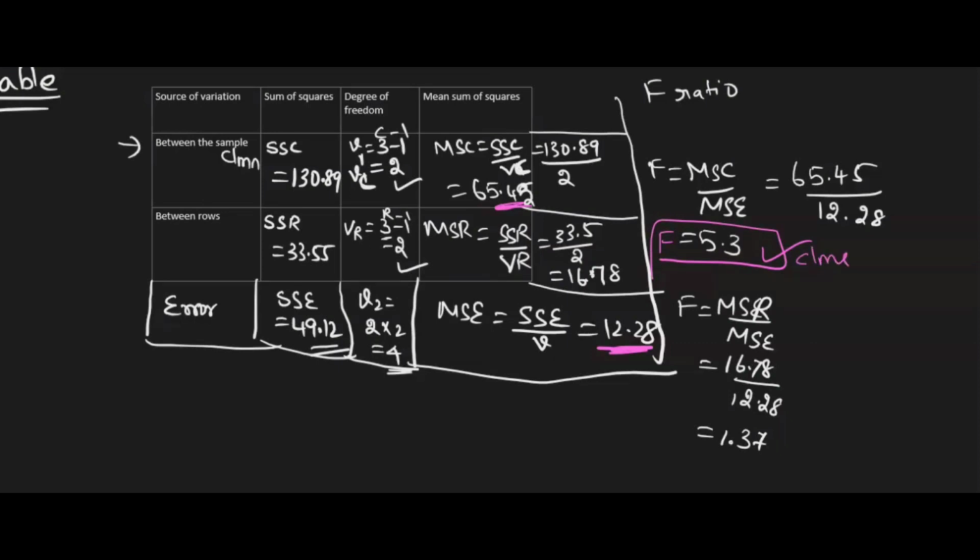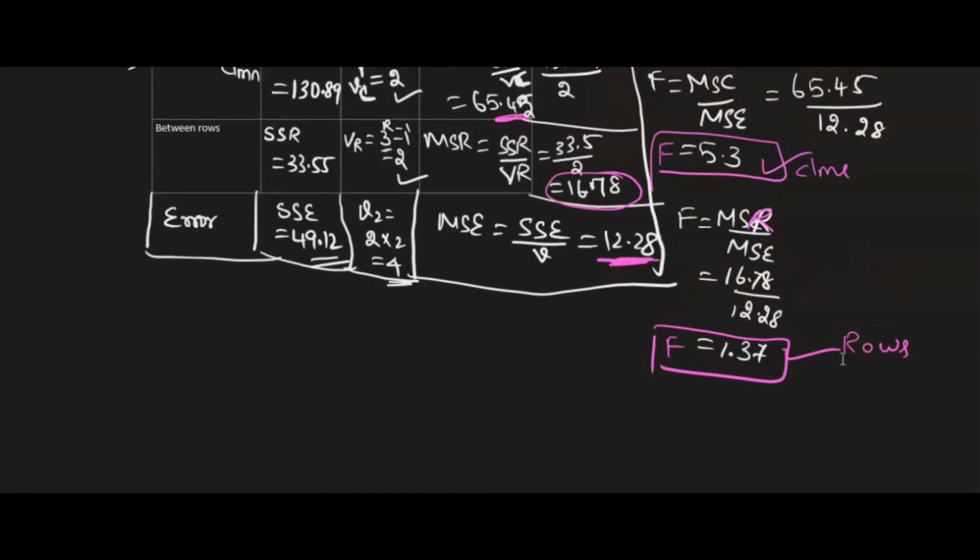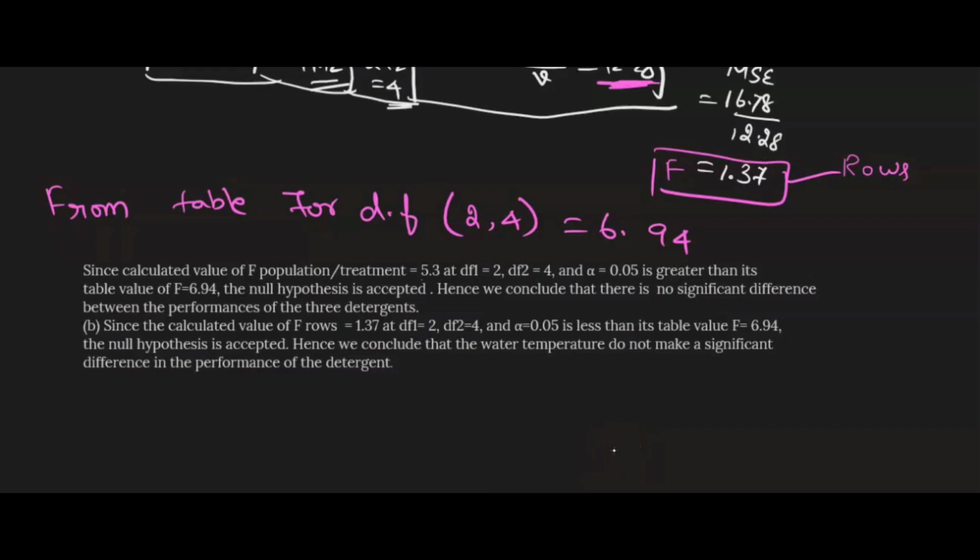Same way between the rows, if you have to find the F ratio, this is MSR. So your MSR here is 16.78 divided by 12.28, which is 1.37. This is the F ratio that you have to compare between the rows. Now for the corresponding degrees of freedom, we are going to compare it with the table values, that is 5.3 and 1.37. So now we are going to check the values. The first value is 5.3. So 5.3 is less than 6.94.